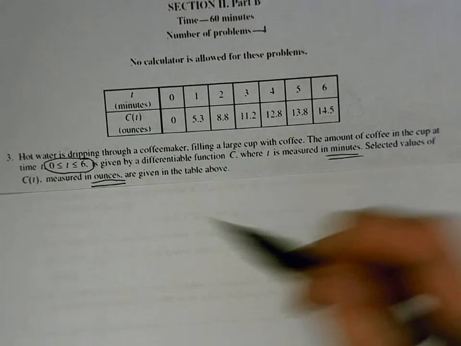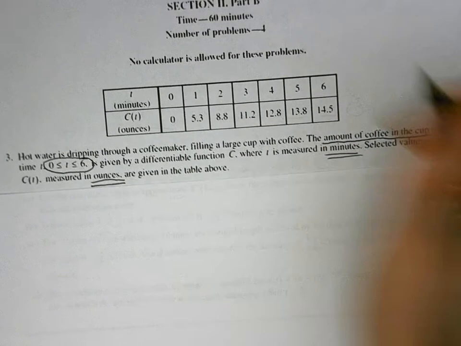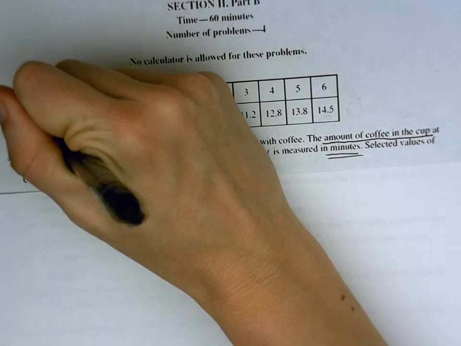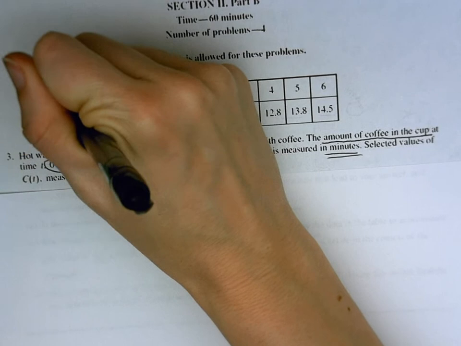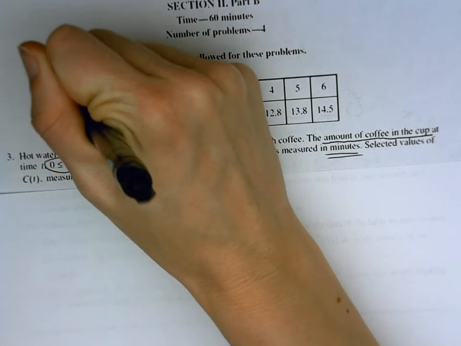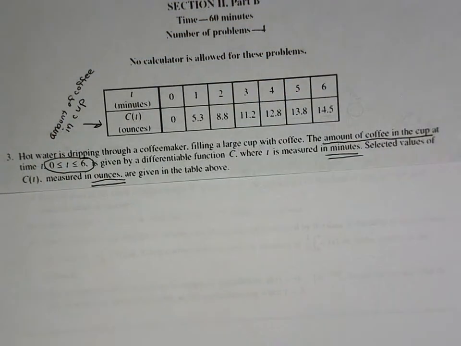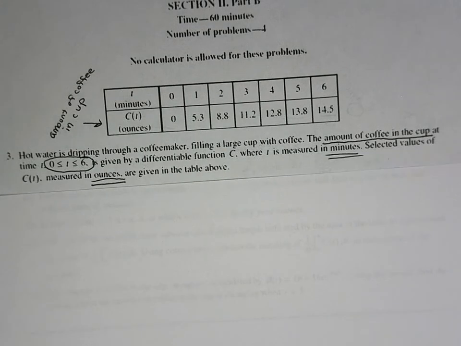C, reminder, is the amount of coffee in the cup. Let's go ahead and write that. Amount of coffee in cup. So all that's just, again, stuff we've just kind of pulled from the problem. Here's my table. Okay, I'm already thinking table. I'm already expecting a right hand or a left hand or a midpoint or a trapezoidal Riemann sum with tables. Something to just kind of be ready for. Okay, so part A.